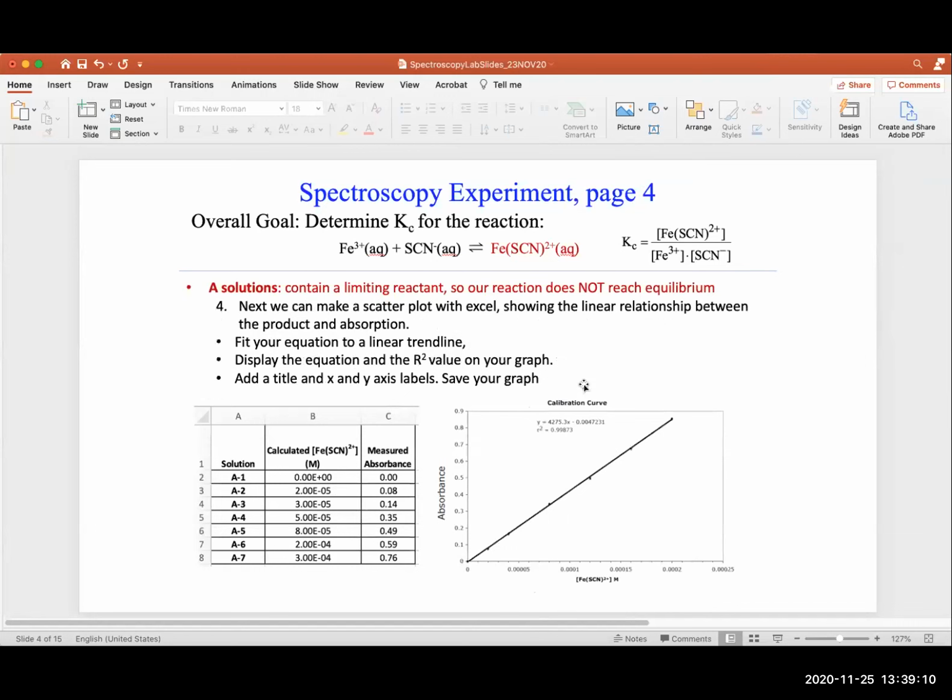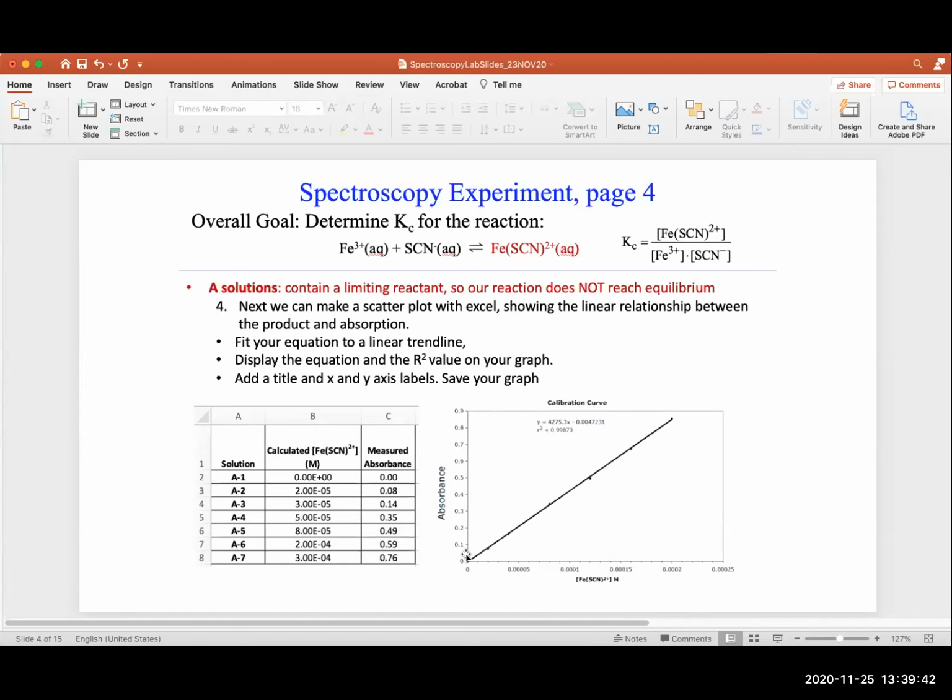Step 4, now you're going to make your scatter plot. We're going to watch that Excel video to remind yourself how to make a scatter plot. Remember, we did this a bunch with our kinetics experiment graphs. On the x-axis, you have the molarity of your product. On the y-axis, you have your absorbance, and you see this linear relationship. You're going to fit that data, so just an XY scatter plot, fit the data to a trend line, and display your equation and the R-squared value.